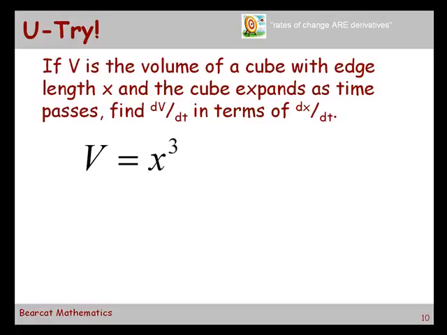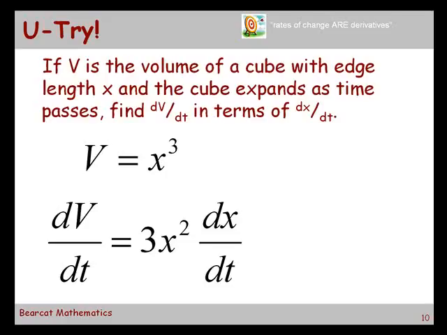The derivative of V with respect to t is dV over dt. The derivative of x cubed with respect to t is 3x squared times the derivative of x with respect to t, which is going to be dx over dt. That's what they asked us to do: find dV over dt in terms of dx dt. We've done it. We can't go any farther.